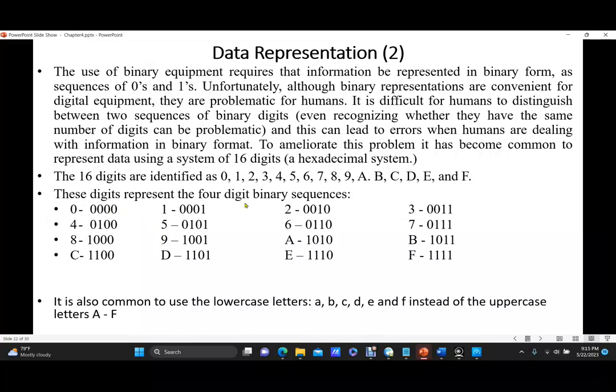0000 for 0, 0001 for 1, 0100 for 4, 0110 for 6, 1000 for 8, 1010 for A, 1011 for B, up through 1111 for F.